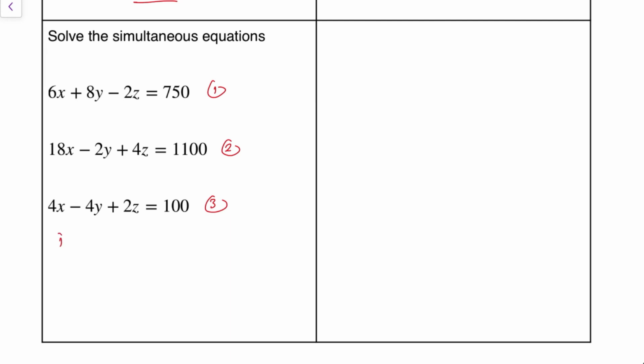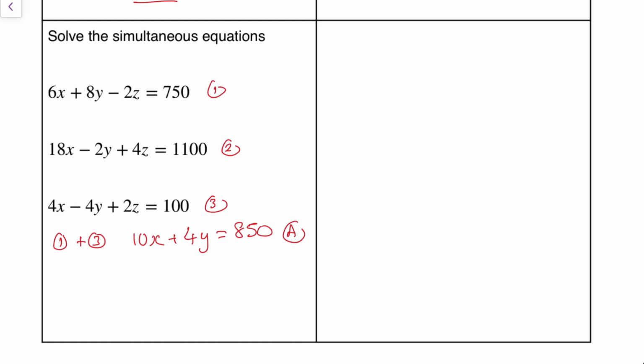So I'm going to start by doing 1 plus 3, because therefore that will cancel the z's. So 6 and 4 is 10x. 8 and minus 4 is plus 4y. And 750 plus 100 is 850. Wow. Okay. I'm hoping this gets better.